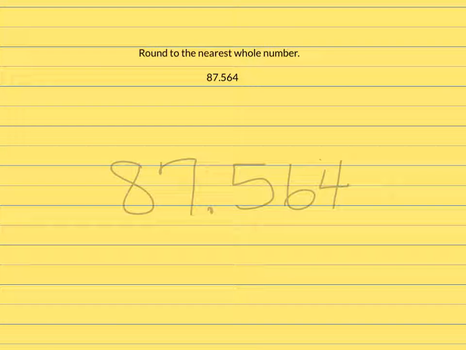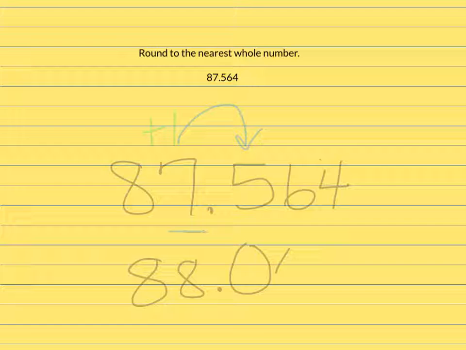Okay, so the question says, round this number to the nearest whole number. So I have to remind myself that when it says nearest whole number, it means the nearest whole number closest to the decimal. That's my number 7. So I'm going to underline it. I'm going to go next door to my neighbor on the right. Because my neighbor on the right is 5 or more, I'm going to add 1 to my underlined number, and that makes it 88. There's my decimal, and everything behind my underlined number becomes a 0.